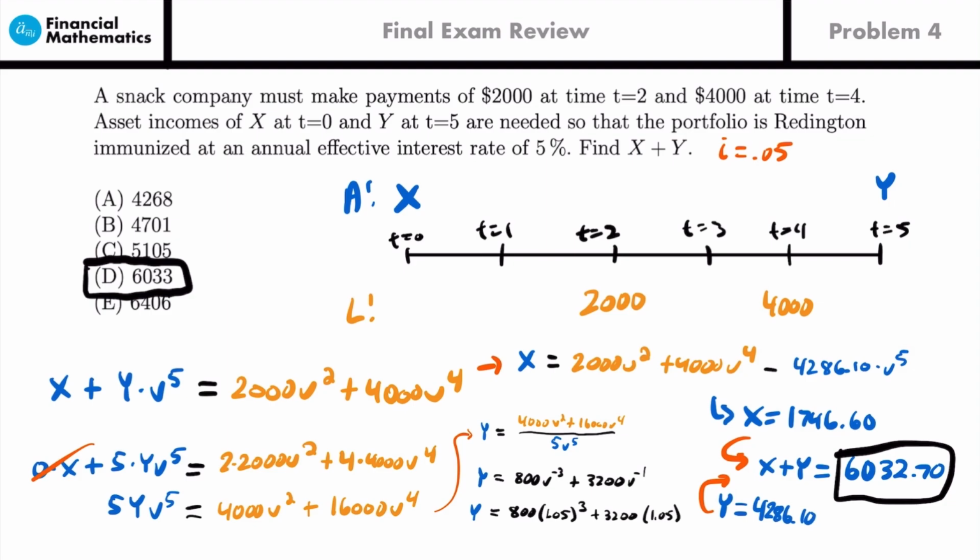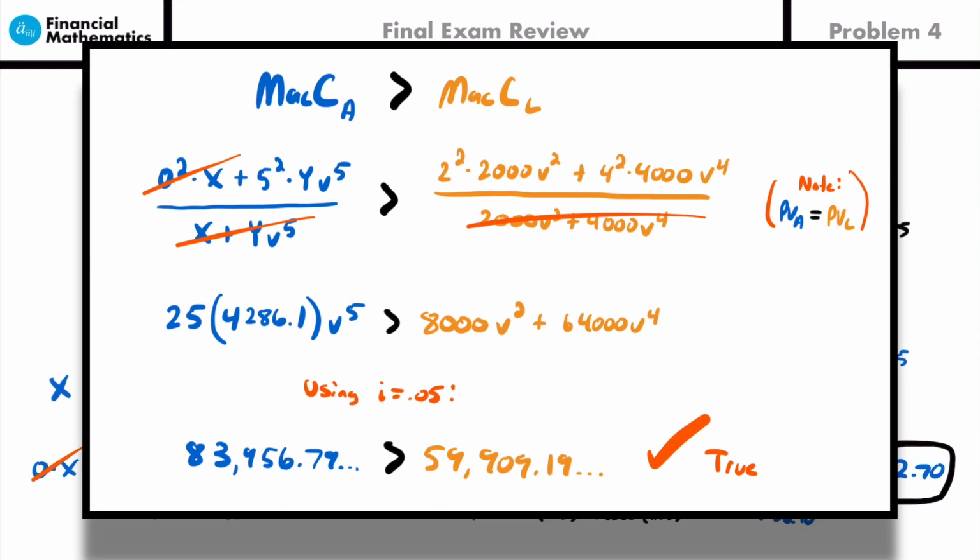Okay, if you wanted to, this would be a huge time waster, but if you want to do it just for the sake of doing it, you could check and see that Redington immunization is met here by looking at the third condition. If you calculated the Macaulay convexity of the assets and the Macaulay convexity of the liabilities, you would find that the Macaulay convexity of the assets is bigger than the Macaulay convexity of the liabilities. Okay, if you want to know what that looks like, I'll put the work for that up on the screen here for a couple seconds. Take a look at it, enjoy it. I'm not going to really explain it because it's not necessary for this problem. The problem already told us that the assets that were needed for Redington immunization are X and Y, so we're kind of assuming that Redington immunization is going to be met for those assets.